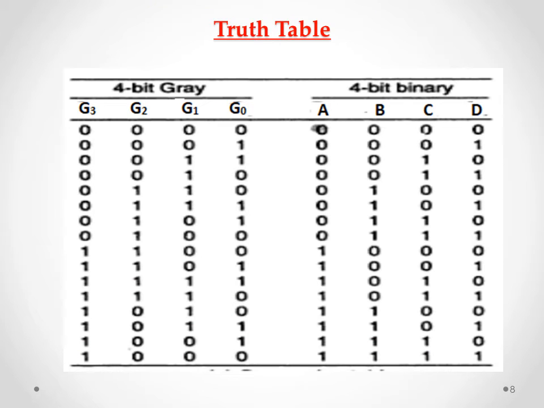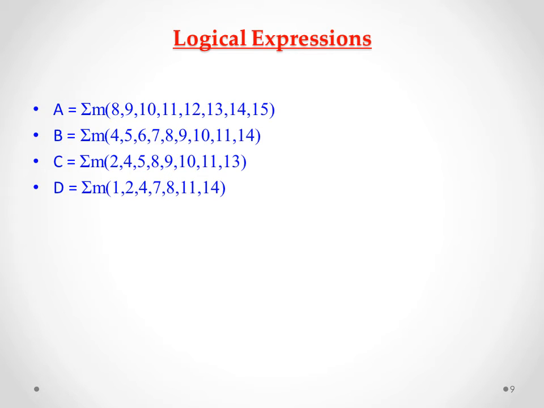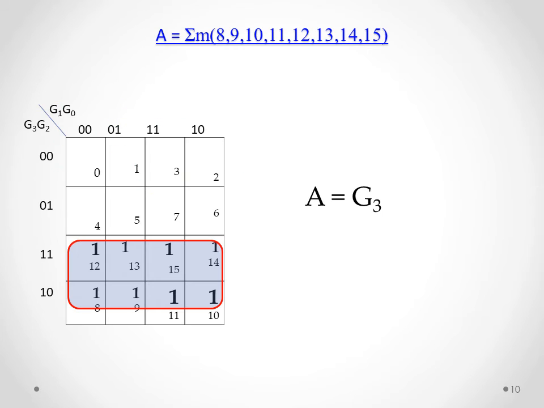This is the truth table for the 4-bit gray to binary code converter. The 4-bit gray codes are represented as G3, G2, G1, G0, and the 4-bit binary codes are represented as A, B, C, D. With this 4-bit combination, we can make 16 combinations, that is, 0 to 15 are written. From the truth table, we get the sum of minterms for the 4 outputs A, B, C and D. This is the sum of minterms expression for output A.